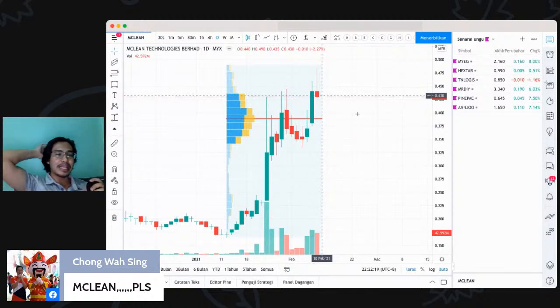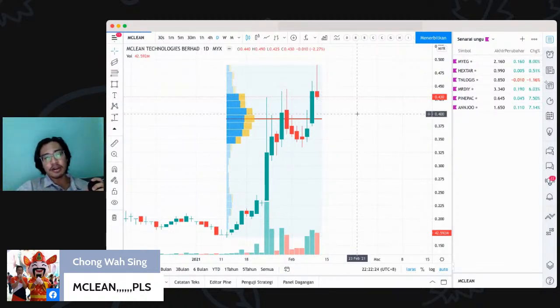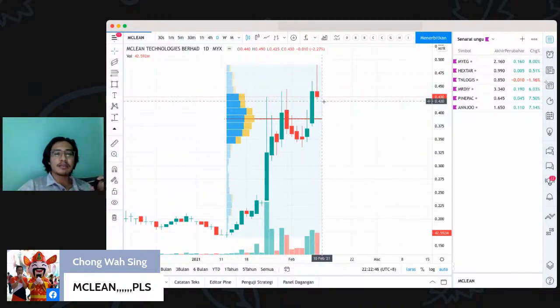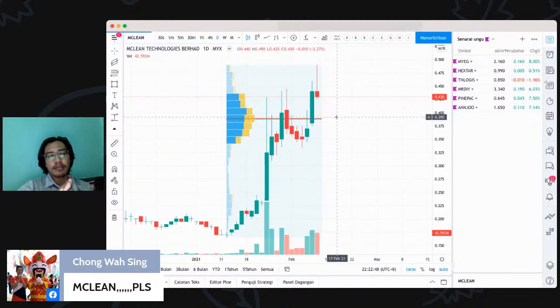Because of the characteristic of McLean's price, it can drop from 43 cent to 40 cent, or 39 cent, maybe in only 2-3 days, right? So that's already like 10%, right? So yeah, you can decide what to do from that information. But for me, if you buy this counter and hold, still okay.